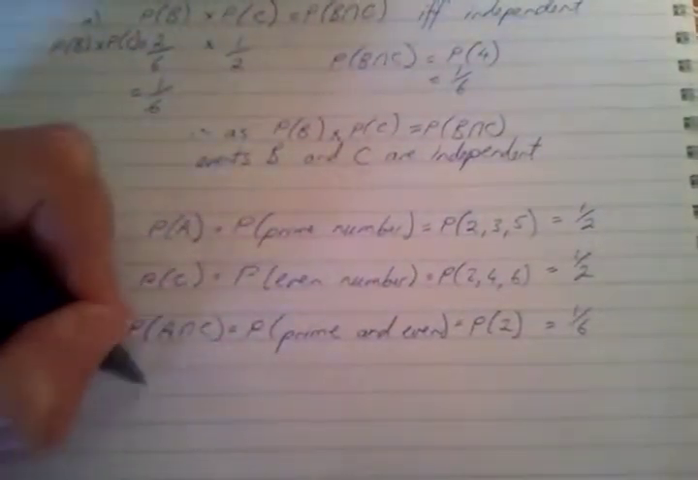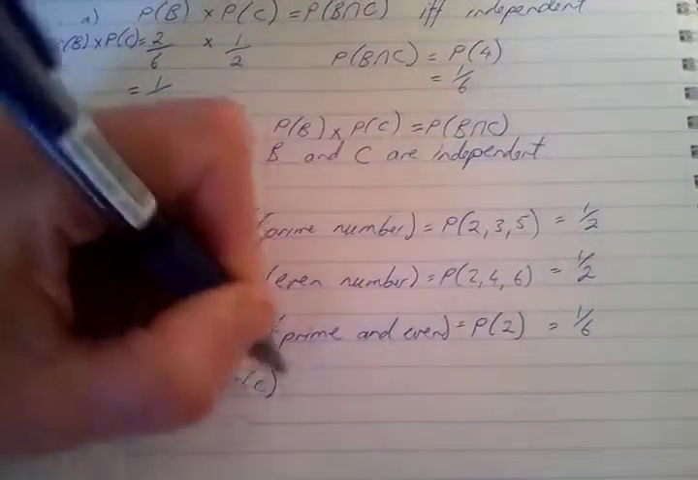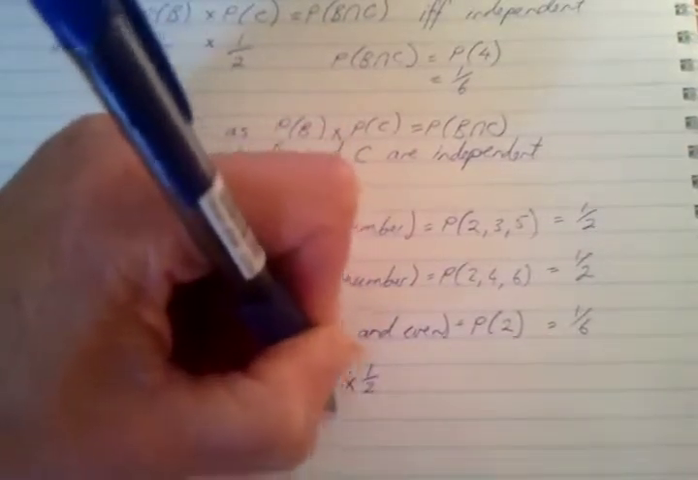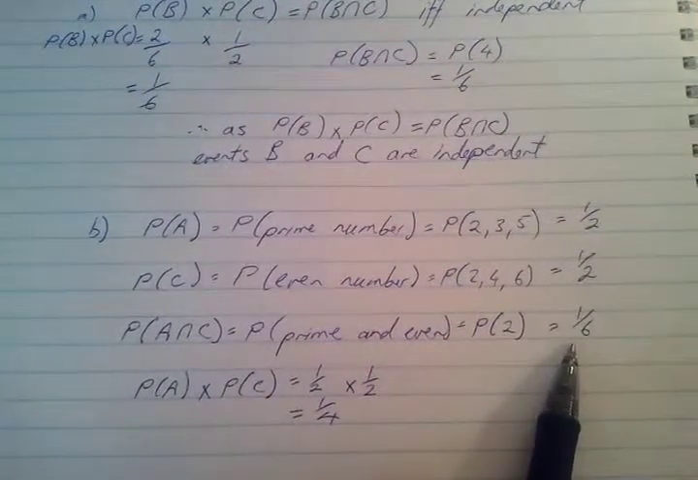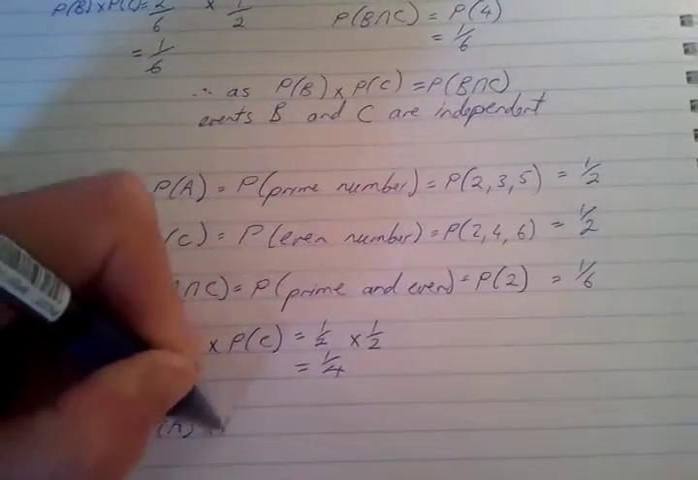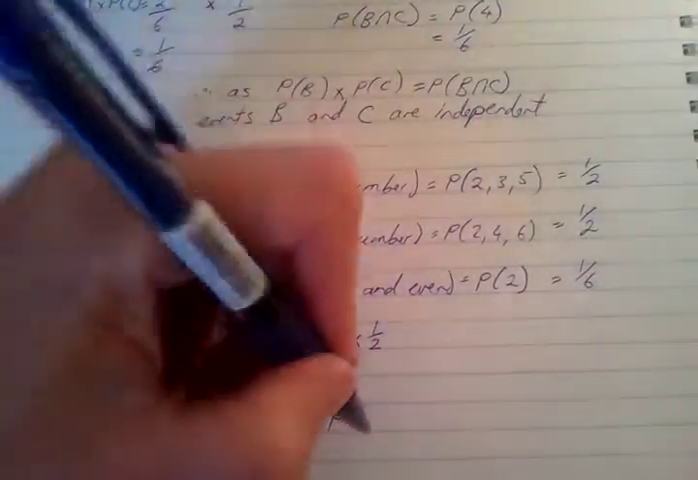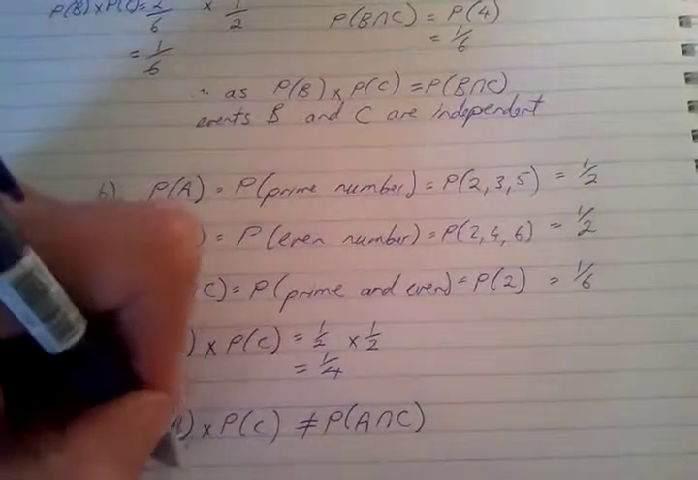Now, if we multiply the probability of A times the probability of C, that would be a half times a half, which equals a quarter. So we can see that the quarter is not the same as the intersection of 1/6. So the probability of A times the probability of C does not equal the probability of A intersection C. Therefore, events A and C are not independent.